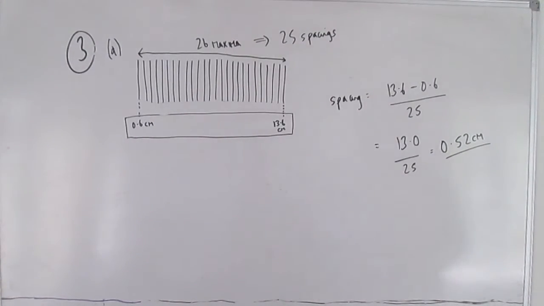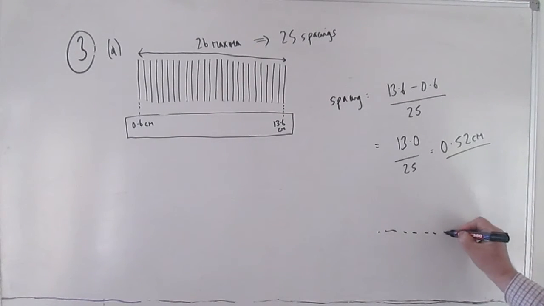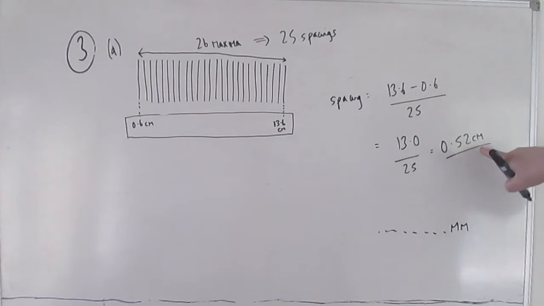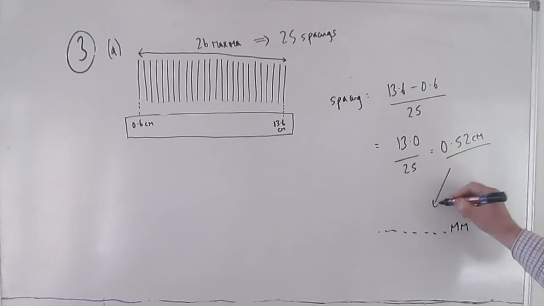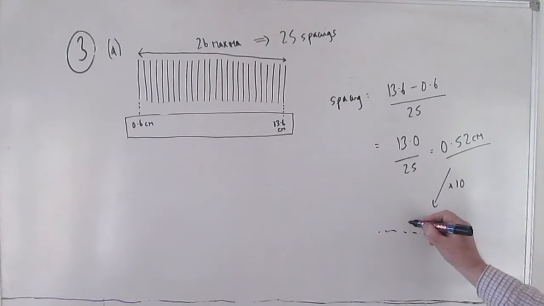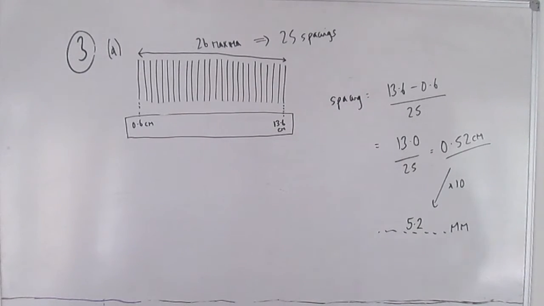And again, notice how they're trying to catch you out, because on the answer line it wants the answer in millimeters. So you've got to make sure you notice that and realize that a millimeter is 1/10 of a centimeter, so it'll be 10 times as many millimeters. So times 10 gives you 5.2 millimeters is the spacing.